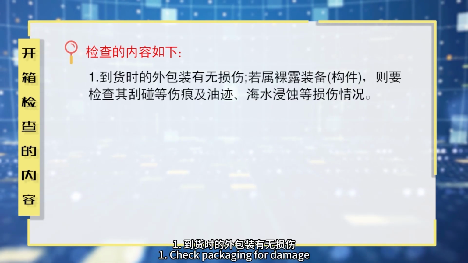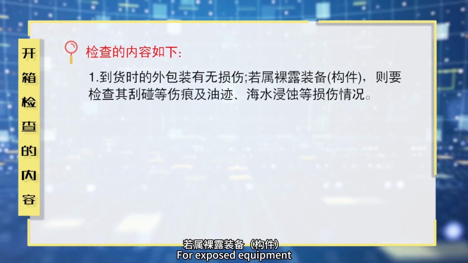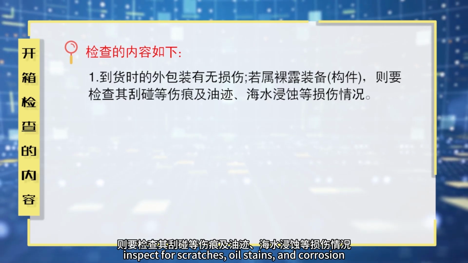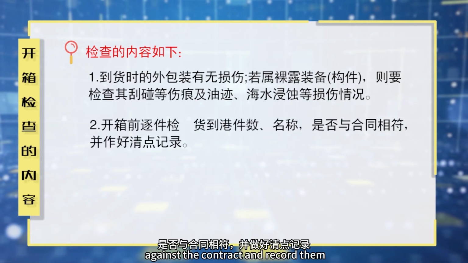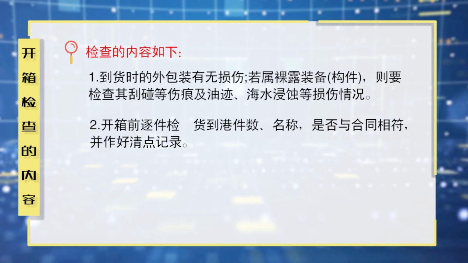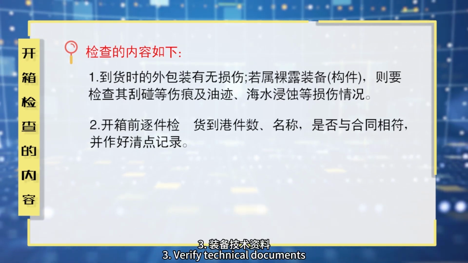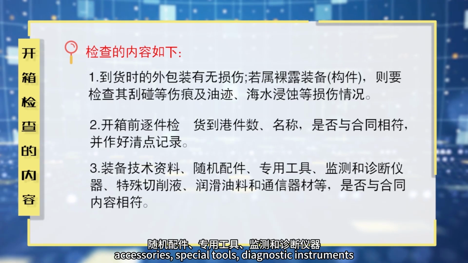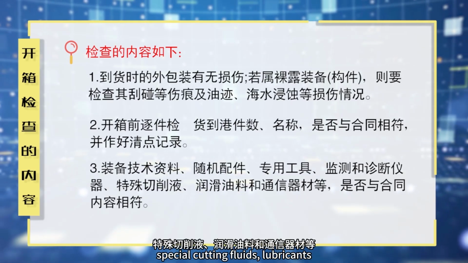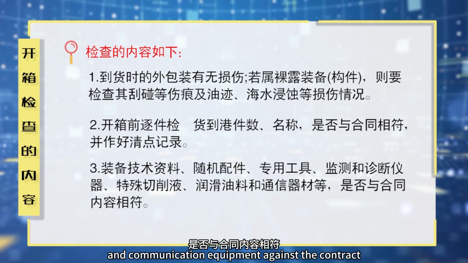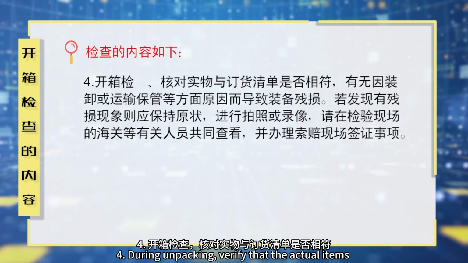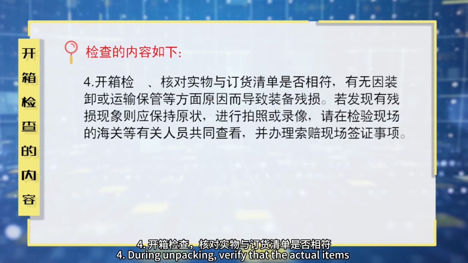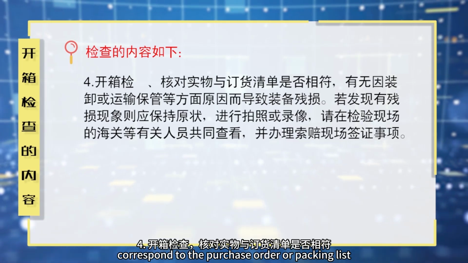The inspection includes the following. First, check packaging for damage. For exposed equipment, inspect for scratches, oil stains, and corrosion. Second, check the number and description of items against the contract and record them. Third, verify technical documents, accessories, special tools, diagnostic instruments, special cutting fluids, lubricants, and communication equipment against the contract. Fourth, during unpacking, verify that the actual items correspond to the purchase order or packing list.